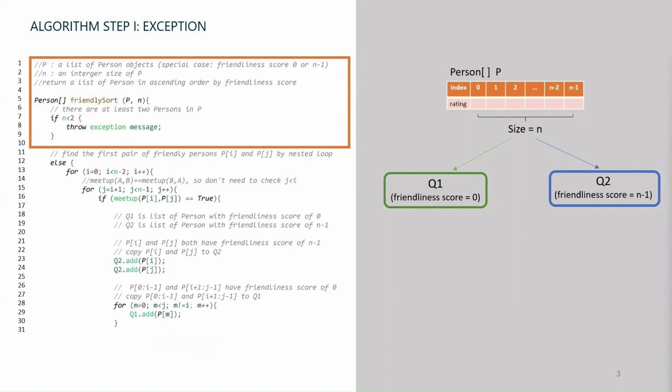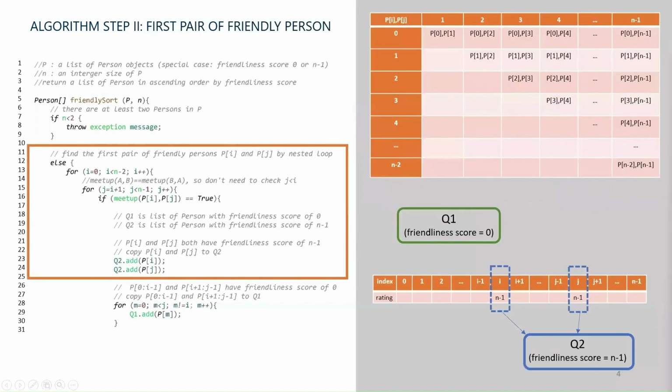So the major task here is somehow separating the persons with score 0 and n-1. Firstly, we need at least 2 persons in P to call the meetup function. So if n is less than 2, we throw an exception message. The next step is finding the first pair of friendly persons, Pi and Pj, by this nested loop to call the meetup function.